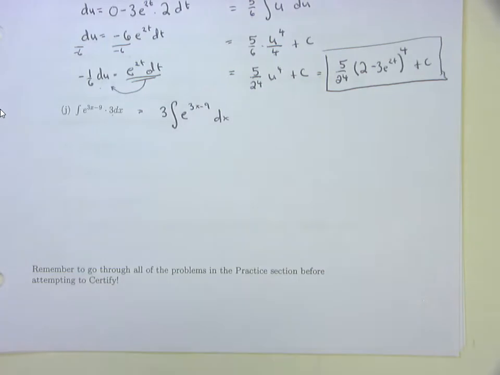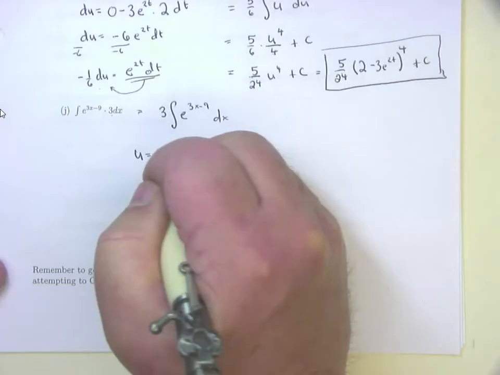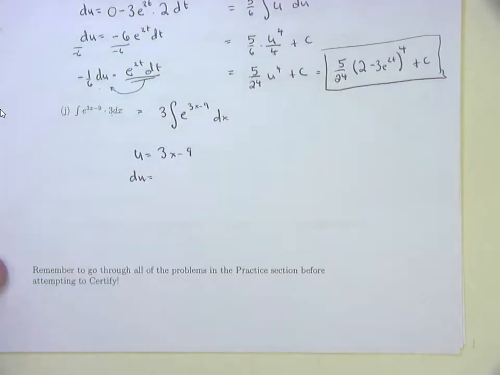So, step 1, I got to find u. Well, looking at this problem, I'm integrating 3 times e to the 3x minus 9 dx. With the classic e, what do I let u equal to? The exponent. So I'm going to let u equal to the 3x minus 9. That means du is equal to, what's my derivative?